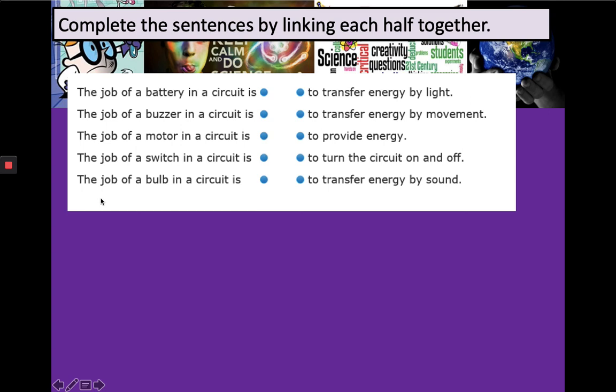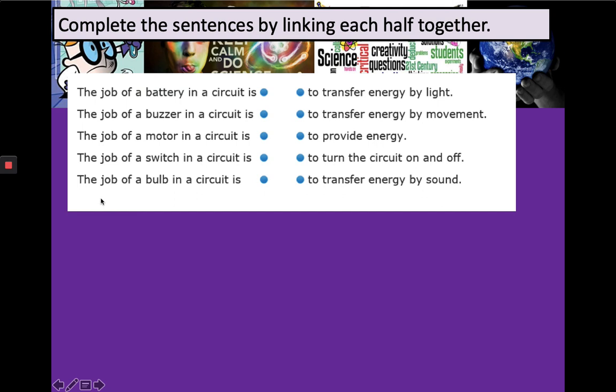Okay, moving on. It says complete the sentences by linking each half together. So the job of the battery in a circuit is, the job of a buzzer in a circuit is, so the buzzers are what make the noise. The job of the motor in the circuit is, the job of the switch in the circuit is, the job of the bulb in a circuit is. So I'd like you to have a go at this as well.